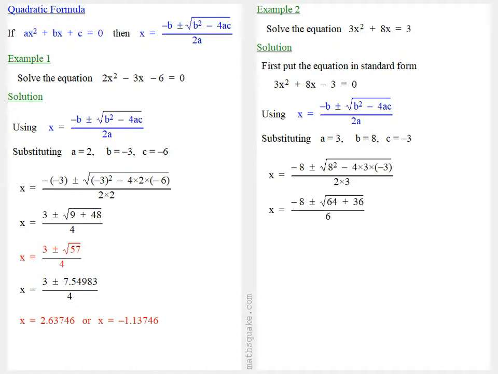That simplifies to x equals minus 8 plus or minus the square root of 64 plus 36 all over 6, which is minus 8 plus or minus the square root of 100 over 6. Or x equals minus 8 plus or minus 10 over 6, which cancels to minus 4 plus or minus 5 over 3, and so x is equal to 1 over 3 or minus 9 over 3. That is, x equals a third or x equals minus 3.